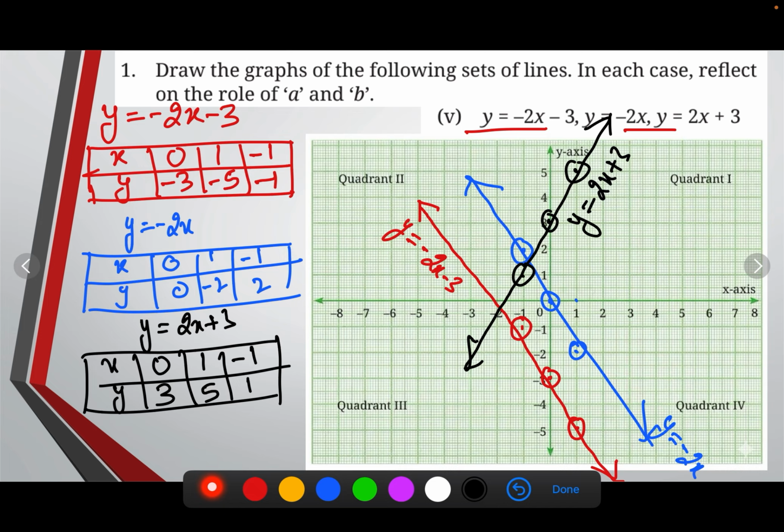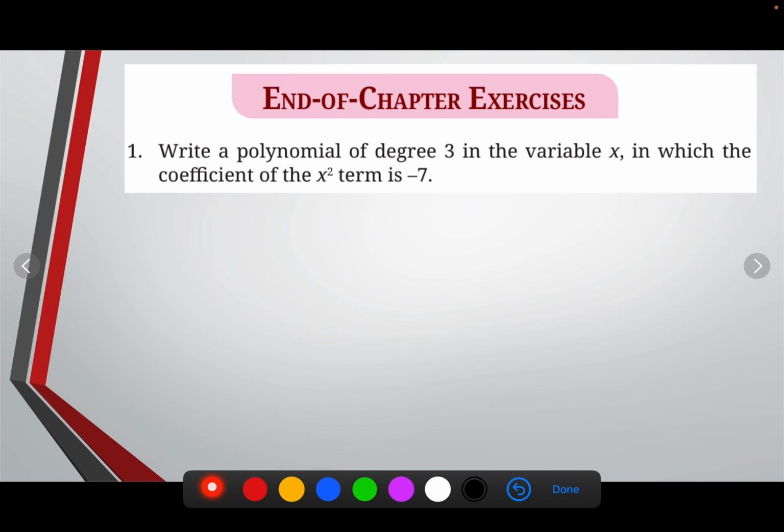So I hope you have understood this. We have to first find the solution and then plot on the graph. If you find all the solutions together and then do it one by one is also okay. But if you plot all the coordinates together, it will create confusion. So I'll suggest to do it one by one.